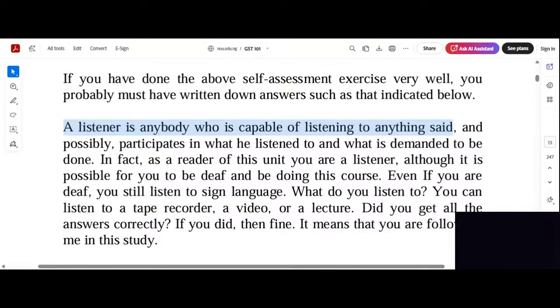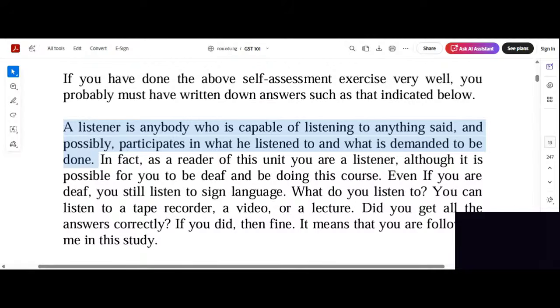So a listener is anybody who is, one, capable of listening to anything said, and possibly, this is the second part, participates in what he listened to and what is demanded to be done. What this means is that you are actually listening to me now, then I dropped a question in the chat box, then you started answering. Why? You are participating in what you have listened to. And why was that possible? Because you have the capacity to listen to what was being said. So you are a listener.